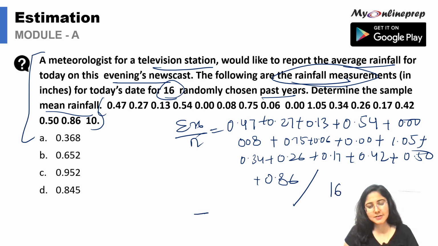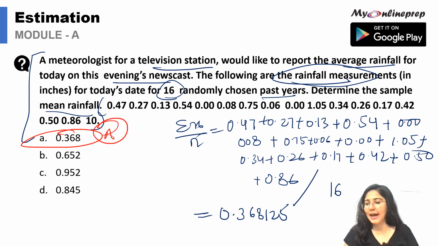So this is equal to 0.368125. So we can say that option A is the correct answer. We have simply taken the mean, because we had to determine the sample mean rainfall of 16 consecutive years, which was being given to us. So this was the answer.